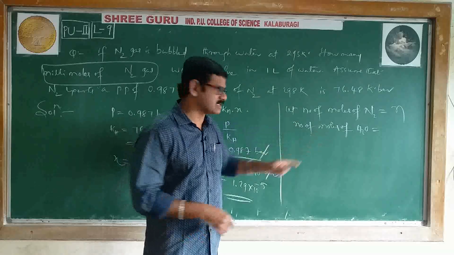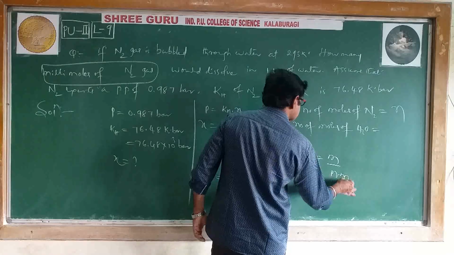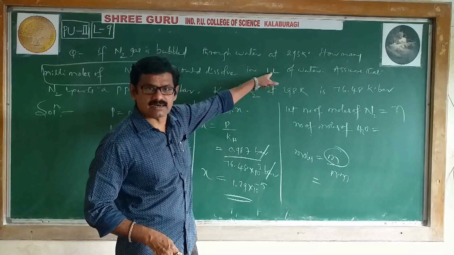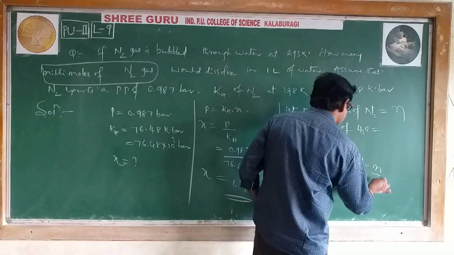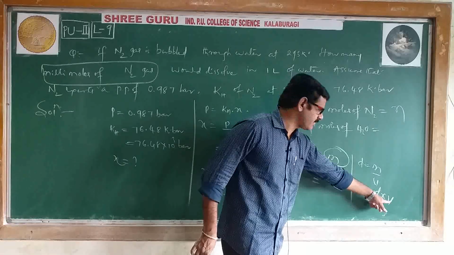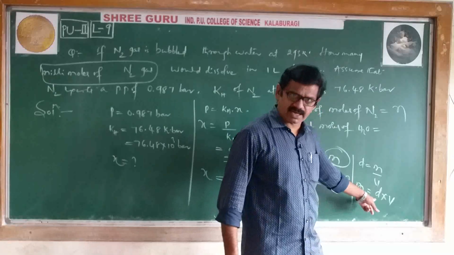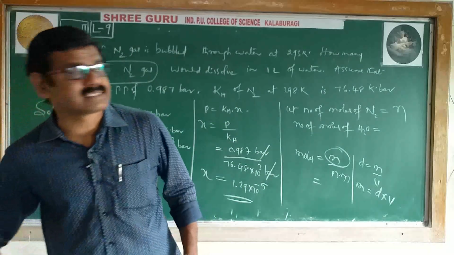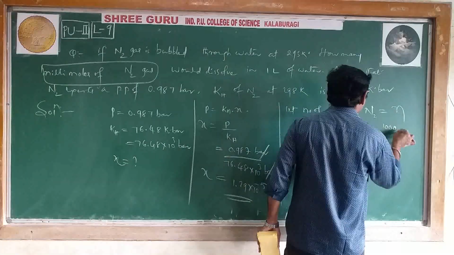But we have to calculate moles. The moles formula is already known to you: moles equals mass by molar mass. But mass is not available; instead of mass, volume is available. So we use the formula density equals mass by volume, therefore mass equals density into volume. Volume is 1000 milliliters, and the density of water is 1 gram per milliliter, fixed and constant. If you multiply, you will get the mass of water, which is 1000 grams.